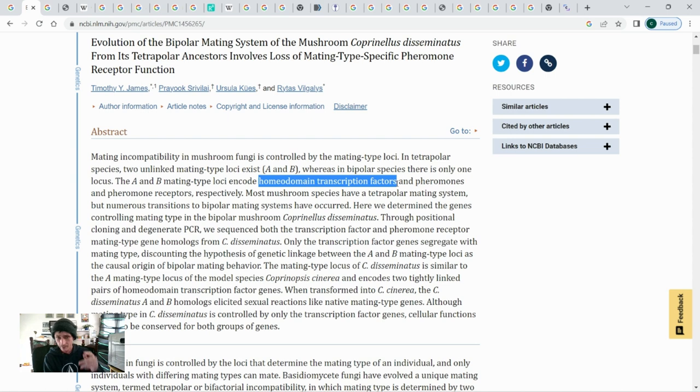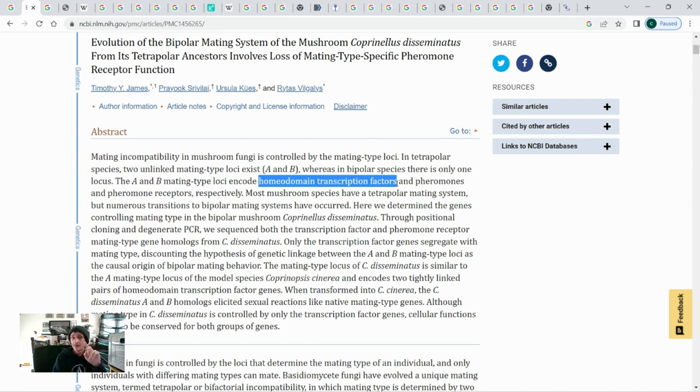it's similar. So you have their first mating factor with the bipolar, and then you have pheromones and pheromone receptors, and this is also going to be at a molecular level that is dependent on the DNA, which is what makes it bipolar. So you have the homeodomain transcription factors and the pheromones. Bipolar, you have the two.